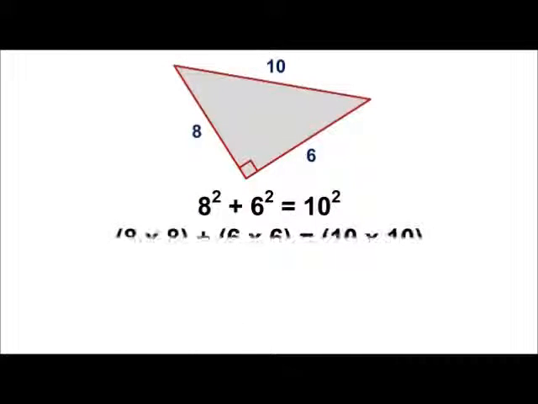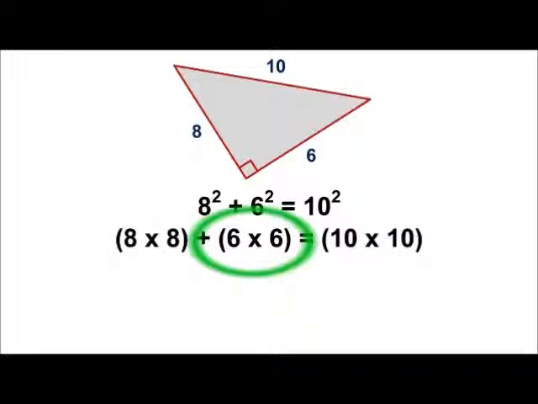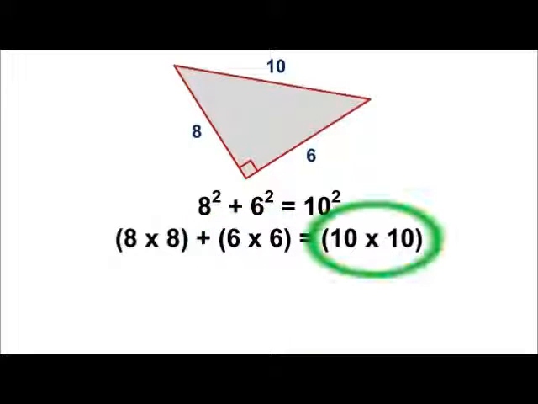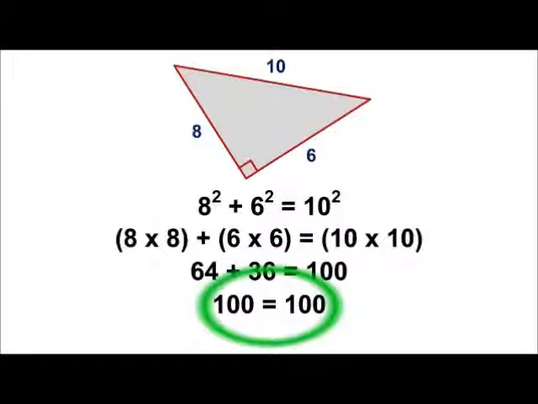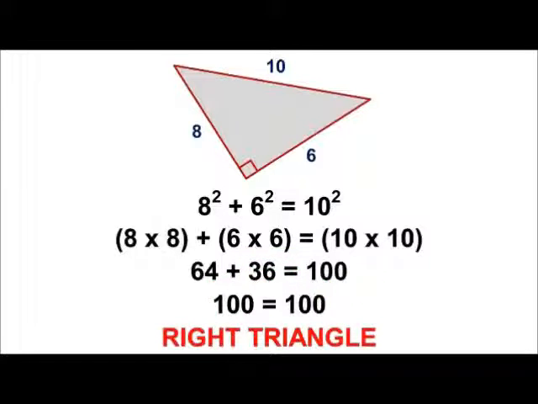8 squared equals 8 times 8, 6 squared equals 6 times 6, and 10 squared equals 10 times 10. 8 times 8 equals 64, 6 times 6 equals 36, and 10 times 10 equals 100. 64 plus 36 equals 100. So this is definitely a right triangle.